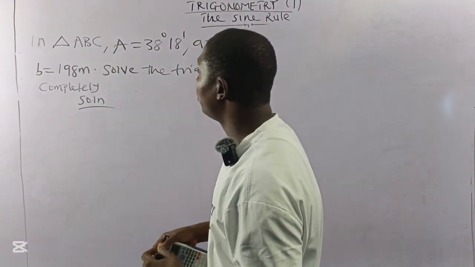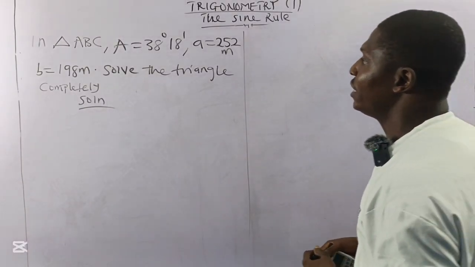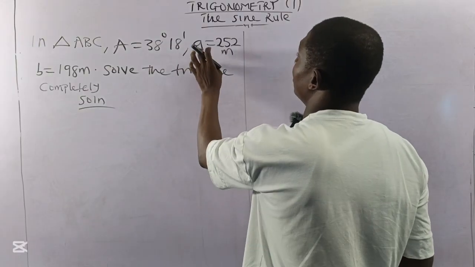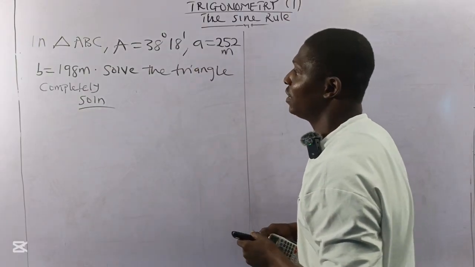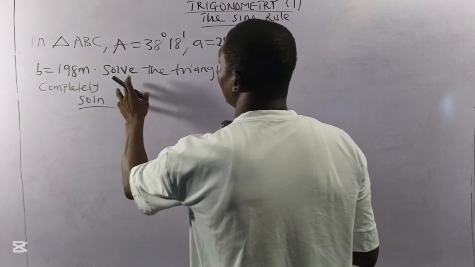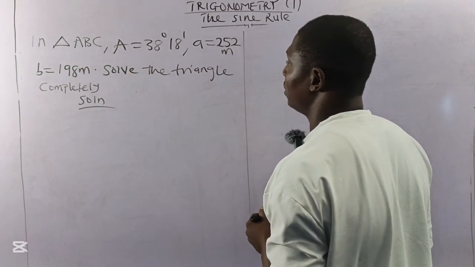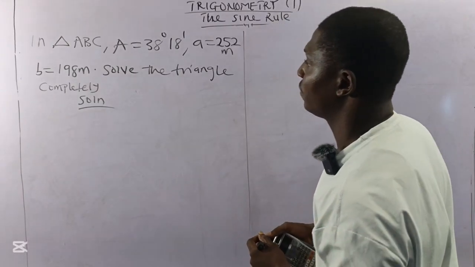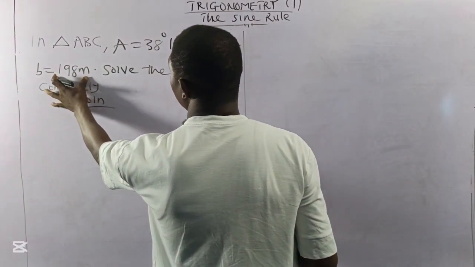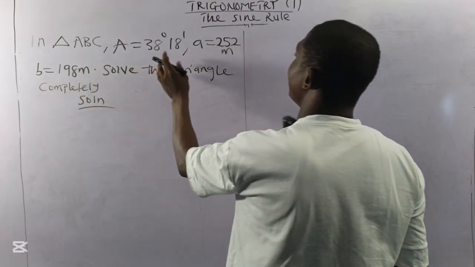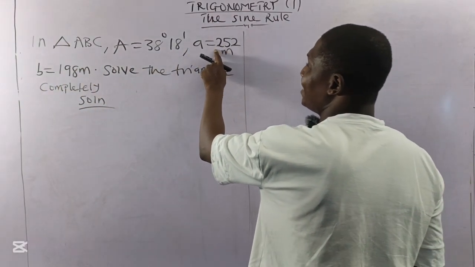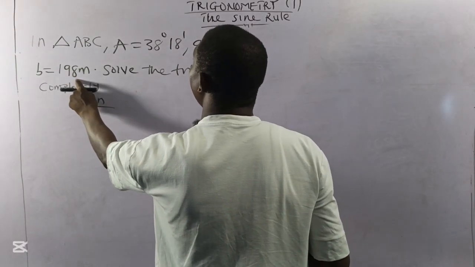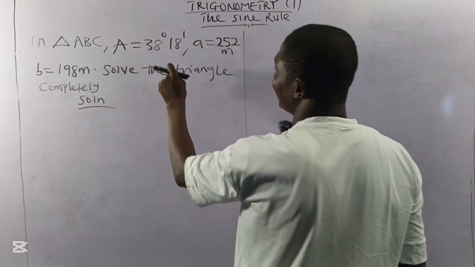So we have in triangle ABC, angle A is 38 degrees, 18 minutes. Small letter a is 252 meters, b is 198 meters. So we should solve the triangle completely. First, you can see that side b is less compared to side a. So side a is longer than side b, meaning my angle B must be smaller than this.